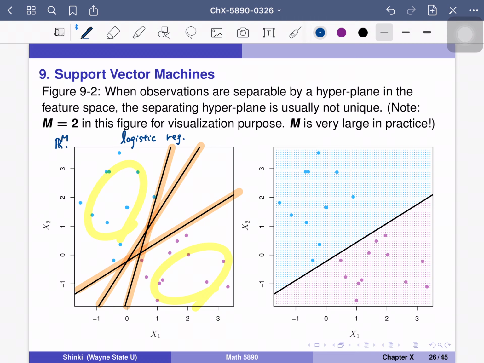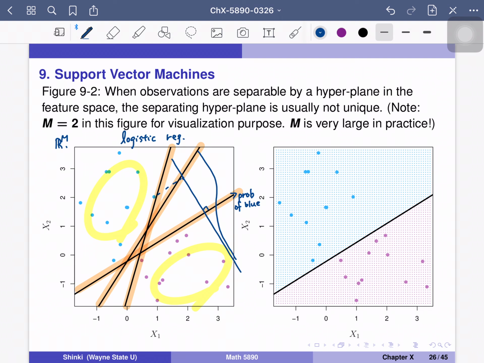So logistic regression basically thinks about the signed distance in a specific direction. For example, we estimate the probability that an observation falls in the blue class by this kind of logistic curve. So this is basically the probability of blue.